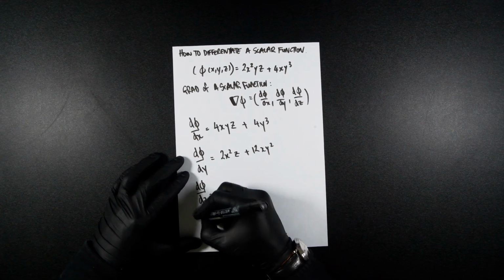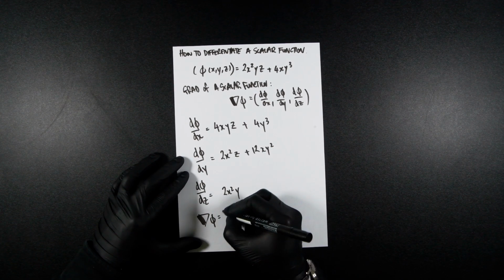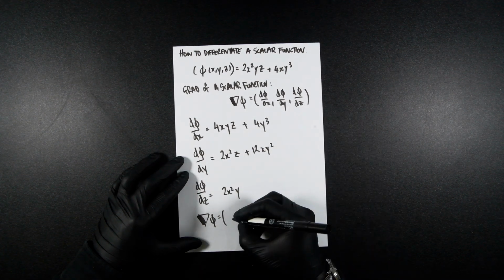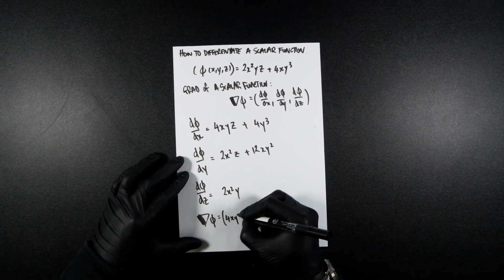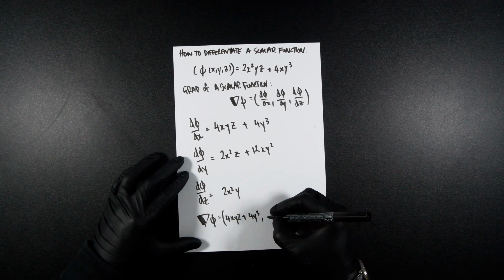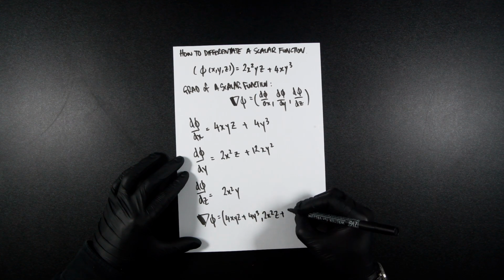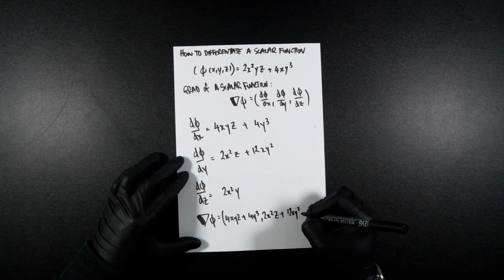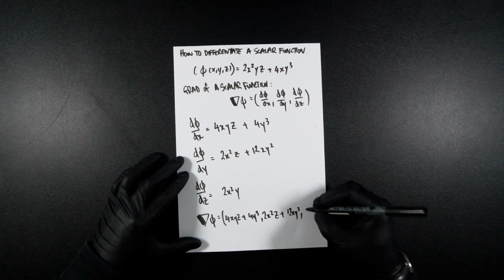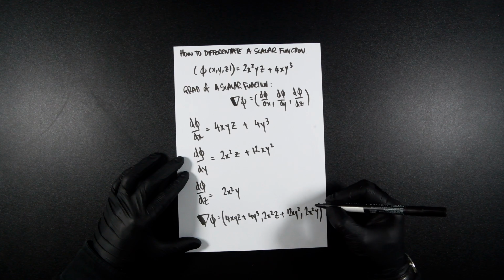We can now plug this in. So let's do the fancy Nabla. And we're going to have 3 points. So we're going to get 4xyz plus 4y cubed, 2x squared z plus 12xy squared, and then 2x squared y. Now we can go on to the second part.